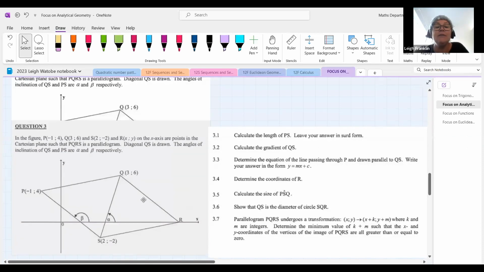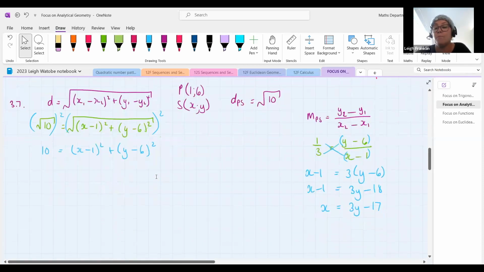Ma'am, hi, Lesedi. Ma'am, can you quickly explain why we found ourselves using the gradient of PS?